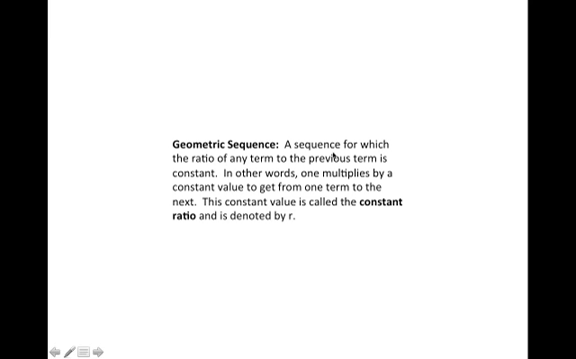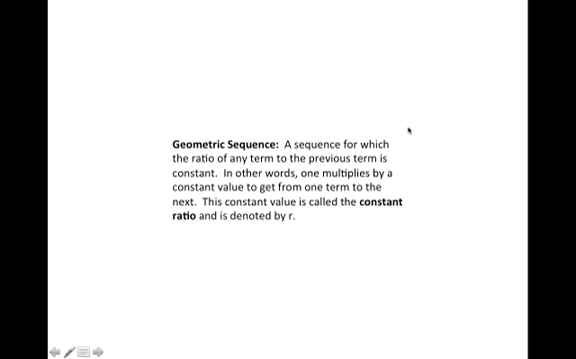We learned that an arithmetic sequence has a constant difference, a common difference, the number you add to get from one term to the next. For a geometric sequence, the ratio of any term to the previous term, so like A2 divided by A1, A3 divided by A2, and so on, is constant. Another way of thinking about this is that one multiplies by a constant value to get from one term to the next. So you multiply the first term by 2 to get the second term, and then the second term times 2 to get the third term.